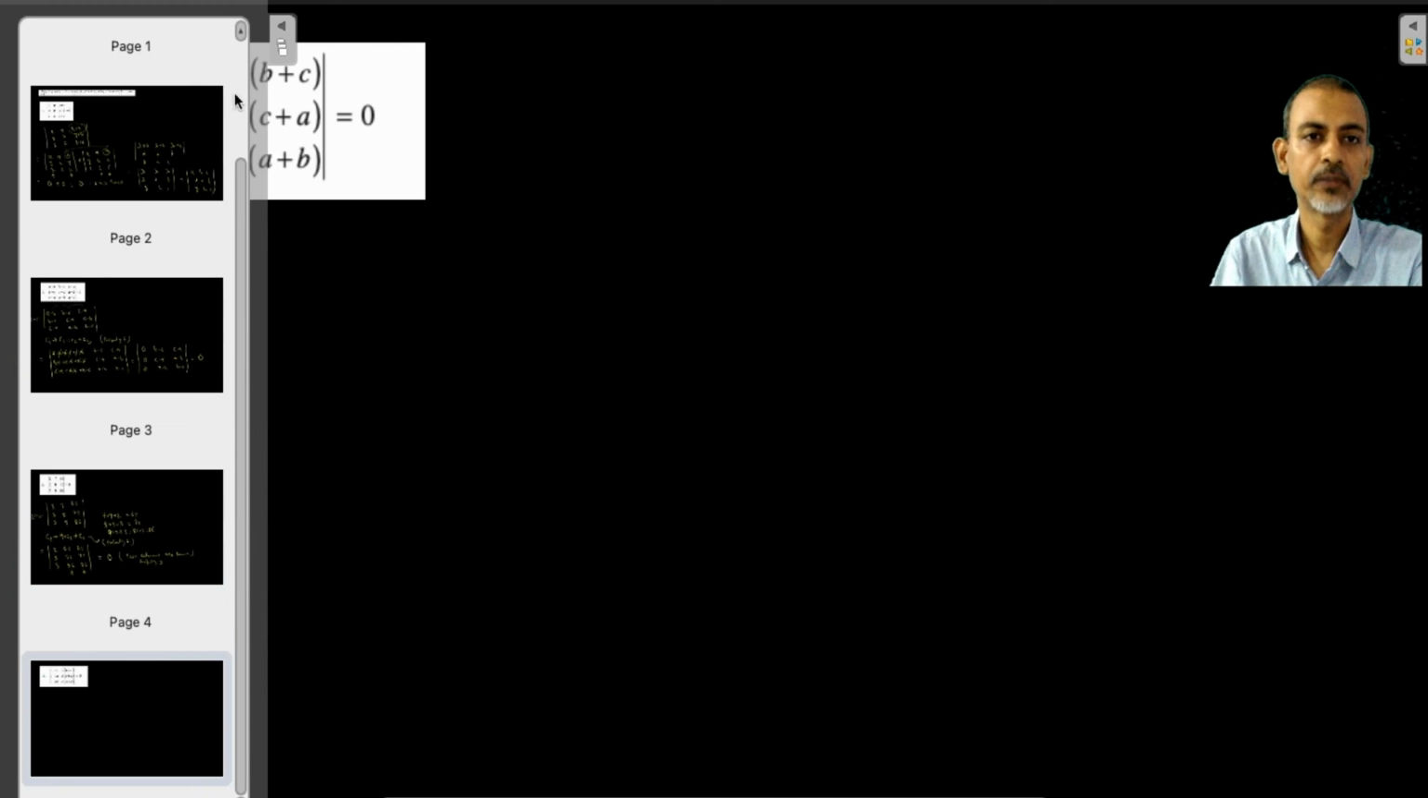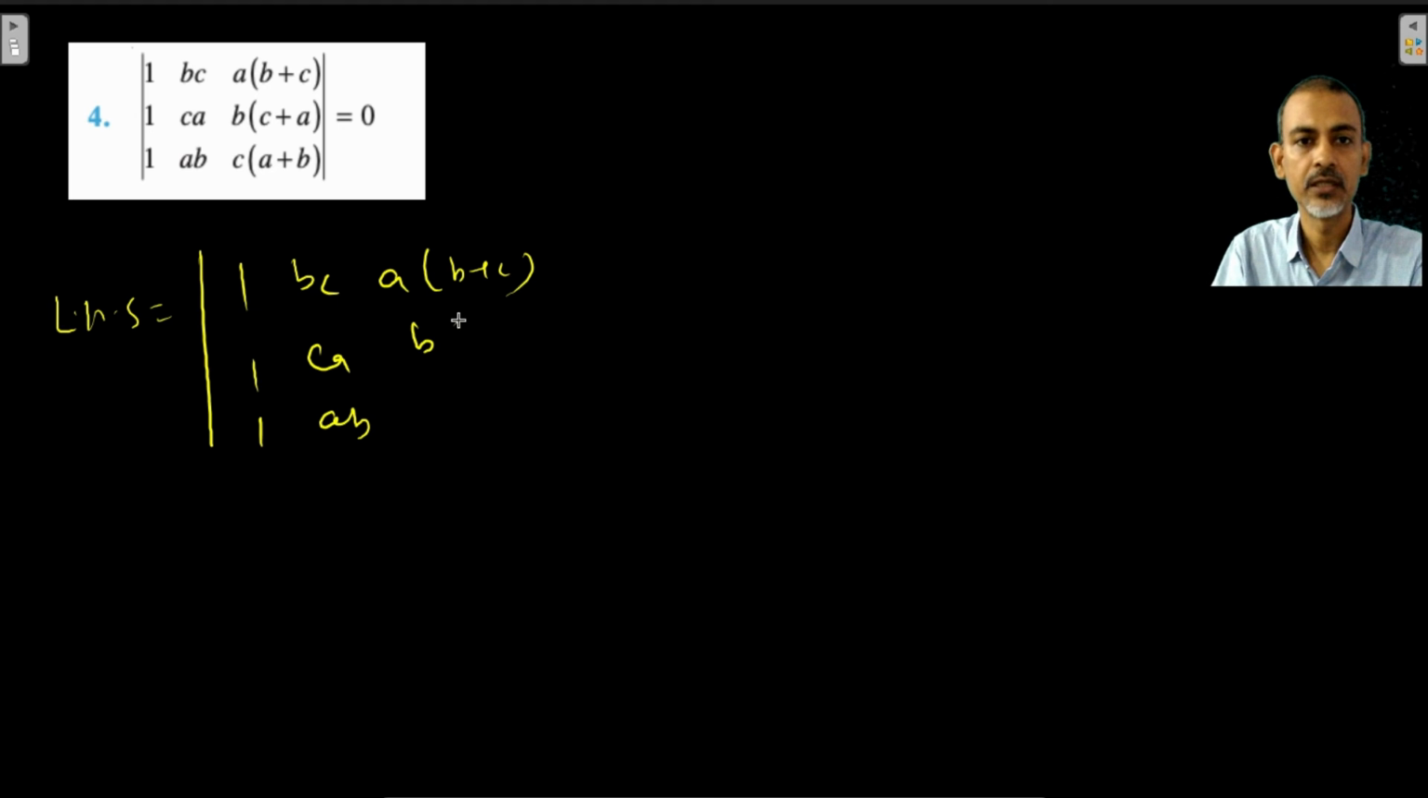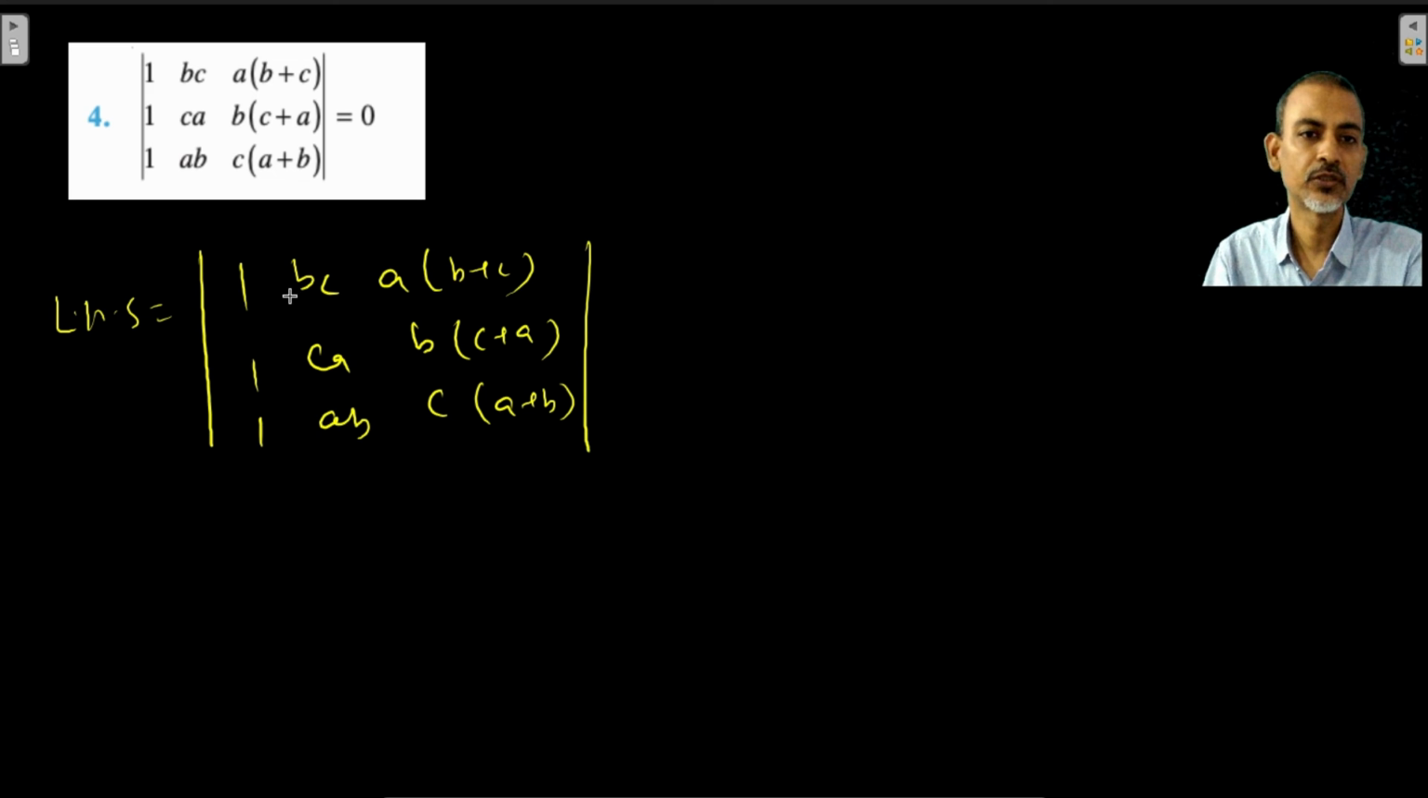My fourth problem is having one more determinant and we have to prove it to be 0. So let's write the LHS. Again 1, 1, 1, BC, CA, AB, and then A, B plus C, and B, C plus A, and C, A plus B. Again, whenever we have to prove something to be 0, we know that there could be two columns becoming the same, right? So let's do it again over here.